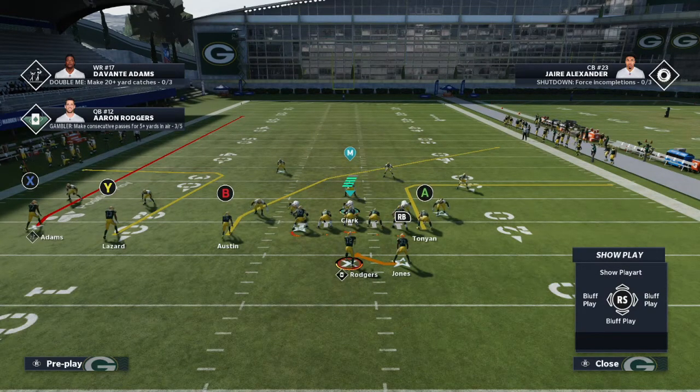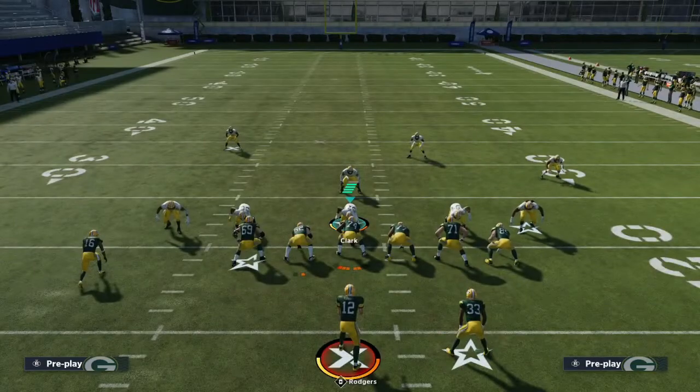We just have to do some basic math here and say, okay, they're at the 20, and crossing routes can run 25 yards. So we want to have our flats on 25, so we can meet this crossing route at the 45. So let's do that here.